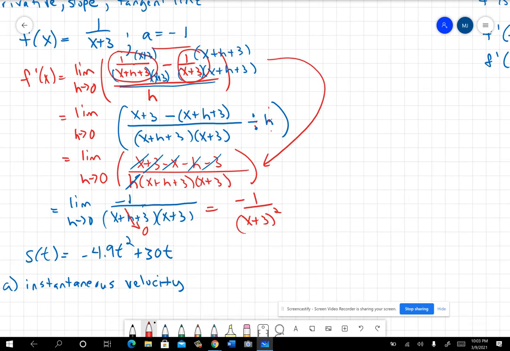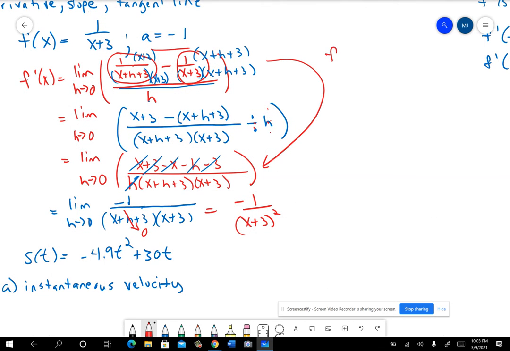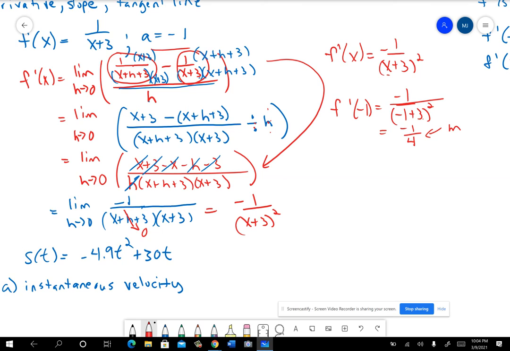Okay. All right, so now if we know f prime of x equals -1 over the x plus 3 squared, then we can find f prime of -1 by just plugging in a -1 for the x. So that's going to wind up being -1 over 4. And that's the slope of the tangent line at -1. So that right there is m at the spot we're interested in.